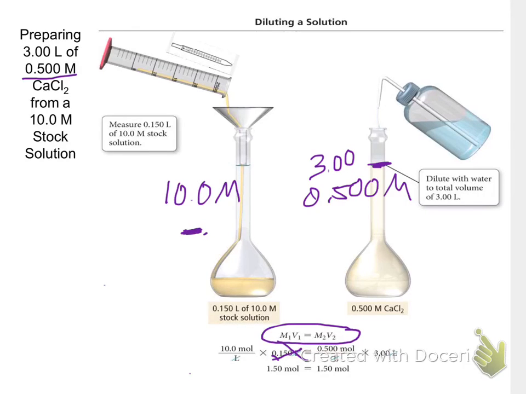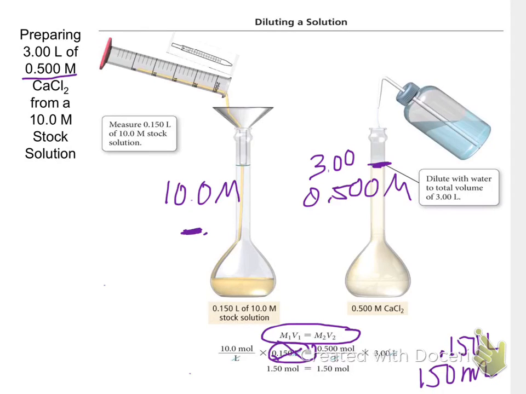I don't know how much of that I need, but I know I want 0.5 molar, which is 0.5 moles over liters, and I want to make 3 liters. And if I were to solve for this X, what I get is 0.150 liters, right? And 0.150 liters is 150 milliliters, okay?